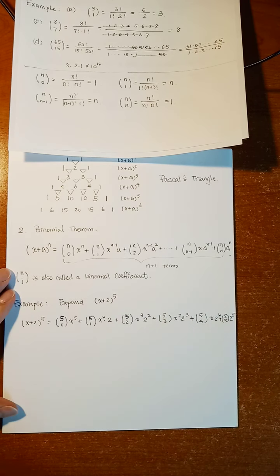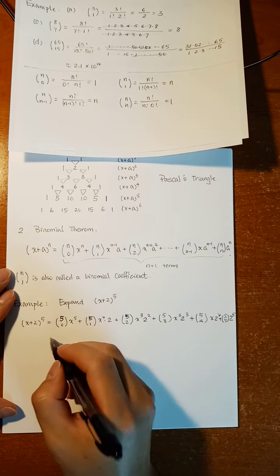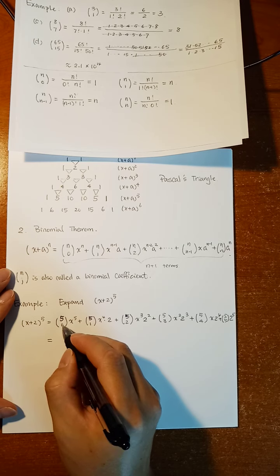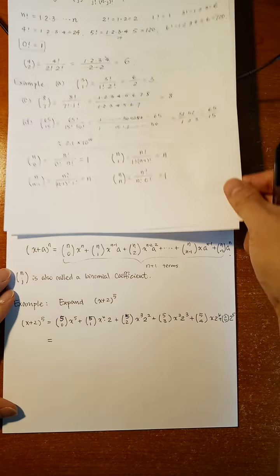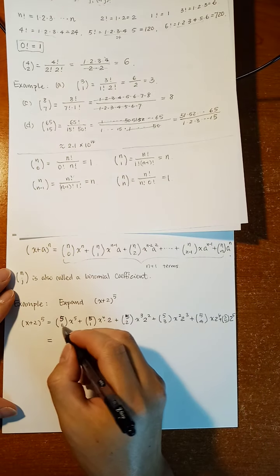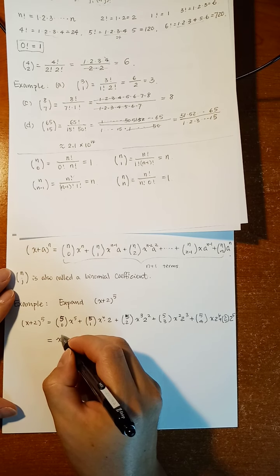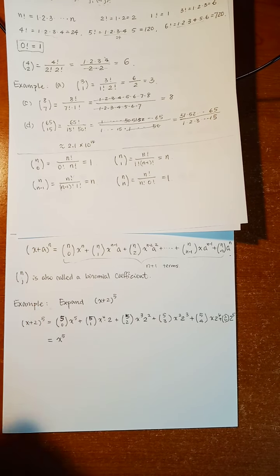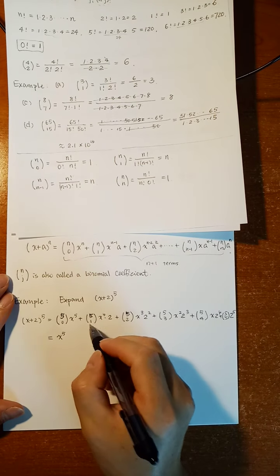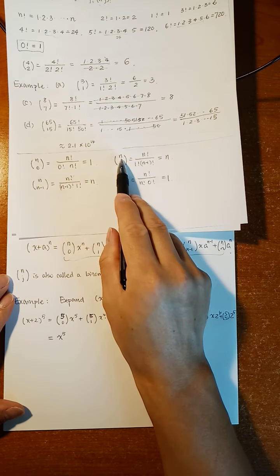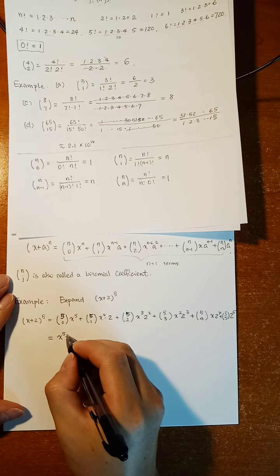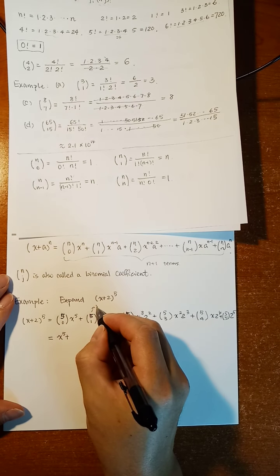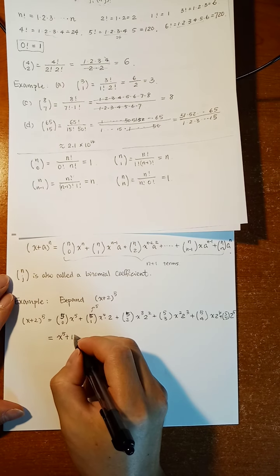Okay, now let's simplify it. 5 choose 0. Remember that n choose 0 is always 1, so this term's coefficient is 1, so it's x to the 5th power. We know that the leading term always has coefficient 1. 5 choose 1: n choose 1 is always n, so this is 5 times 2, which is 10.